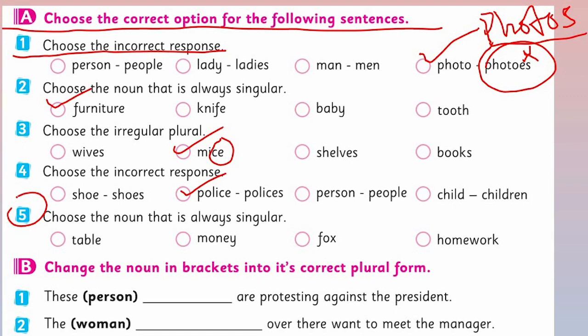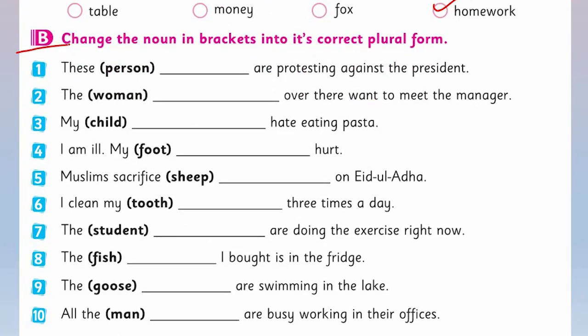Look at the fifth one. Choose the noun that is always singular. Yes, homework here. We cannot say homeworks. Look at section B here. Change the noun in brackets into its correct plural form.